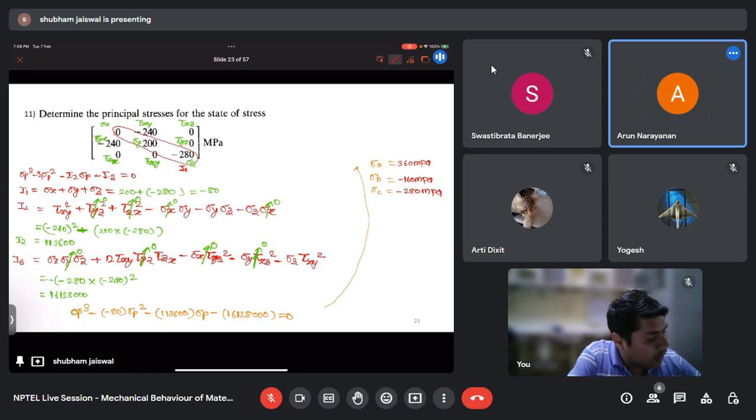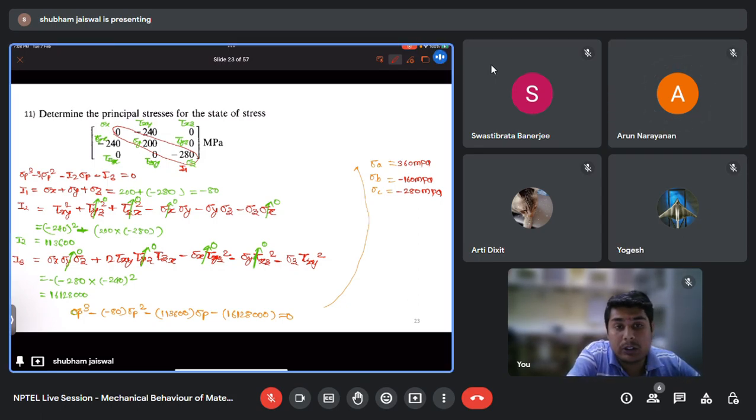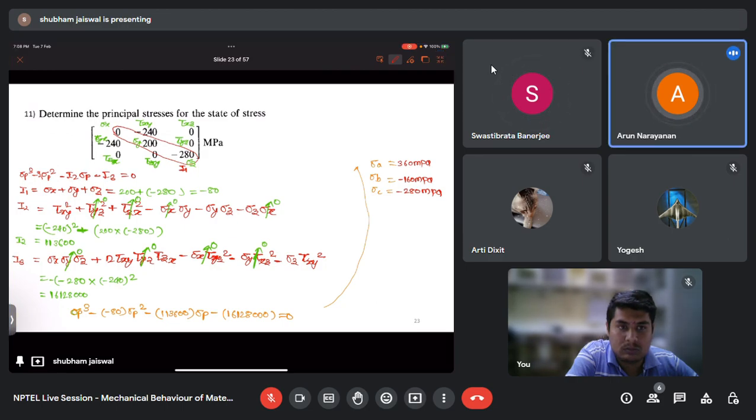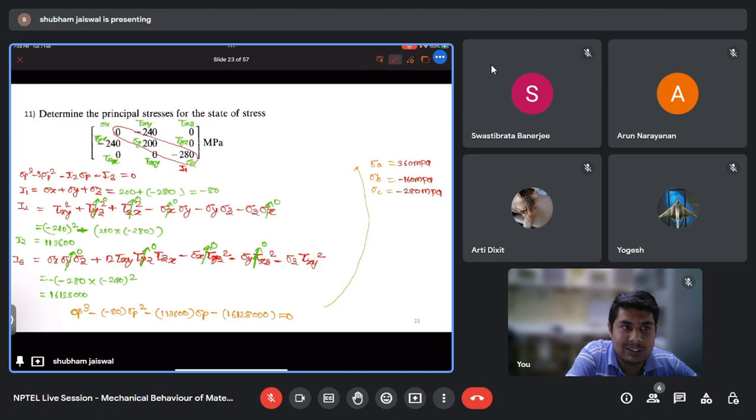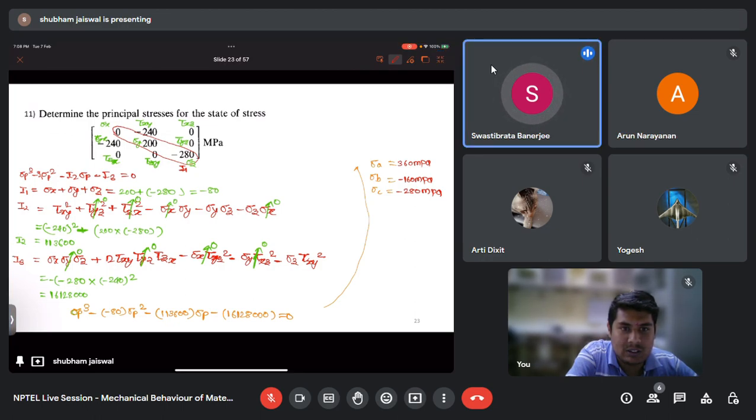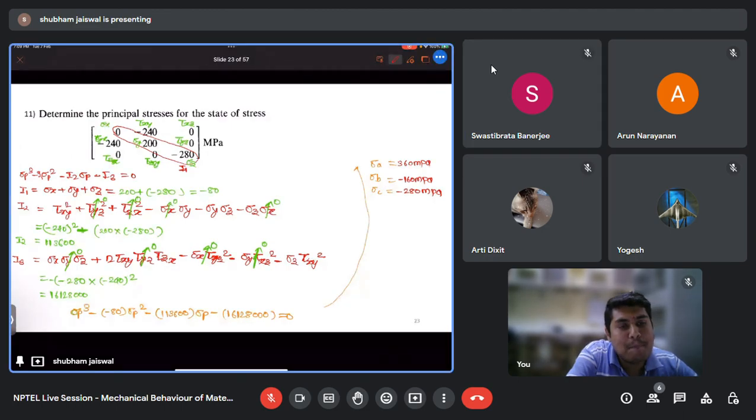Okay. So now tell me which value is the principal stress? Sigma 1 is 360, then minus 160, then minus 280. It will decrease in algebraic order. So I am asking about the principal stress. What is the definition of principal stress? The principal stress means where no shear stresses are acting. Am I correct?